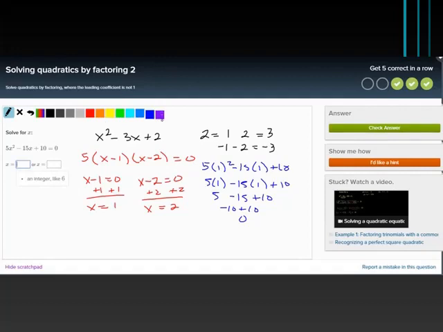Now let's try the other one just to make sure that they're both correct. So we'll plug in the 2. So I have 5 times 2 squared minus 15 times 2 plus 10.